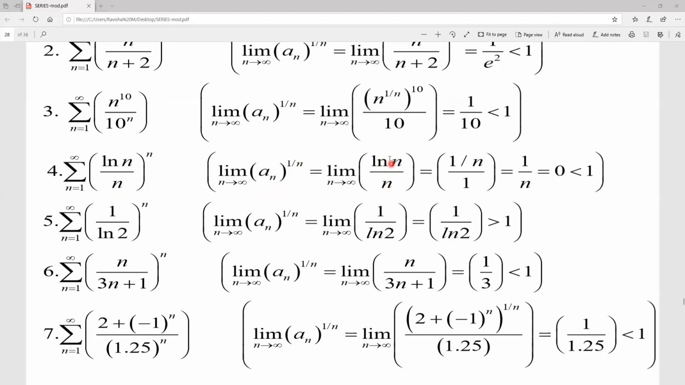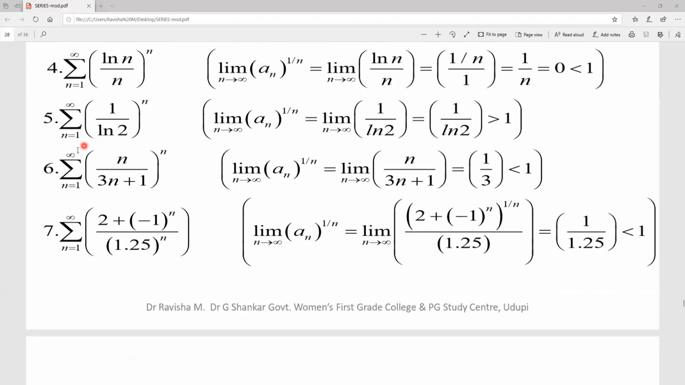Now log n by n, when n tends to infinity, is of the infinity by infinity form, so we can apply the L'Hospital rule. Differentiation of log n is 1 by n, and differentiation of n is 1. So 1 by n, when n tends to infinity, goes to 0, which is less than 1. Therefore, the series is convergent by the root test.